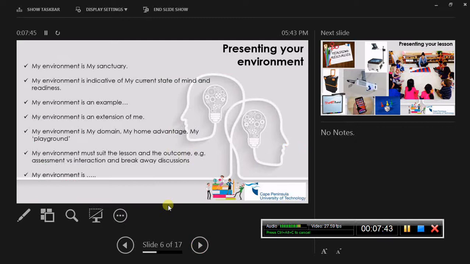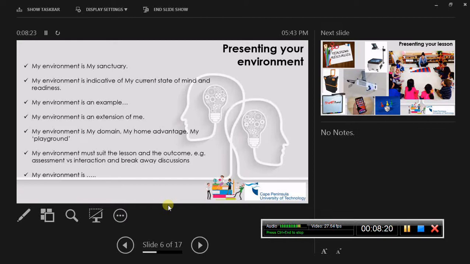So your environment is your sanctuary, right? Now I know a lot of people will say, but this is organized chaos. But remember, you are a teacher, so you have to lead by example. Your environment is indicative of your current state of mind and readiness. So imagine a person that has everything organized. They will know exactly this comes now, this comes next, this comes later. As opposed to somebody that has all their notes just laying on the desk, different boxes, not even color-coded or chronologically put in order or anything like that. You're not going to know your head from your tail.